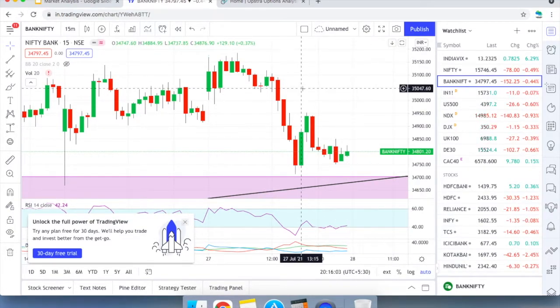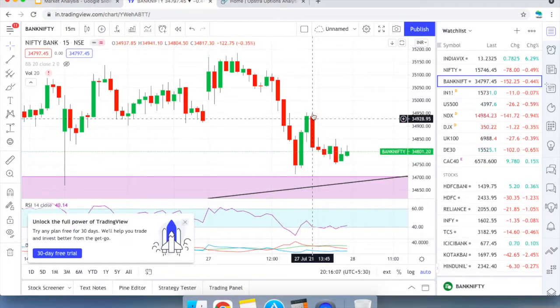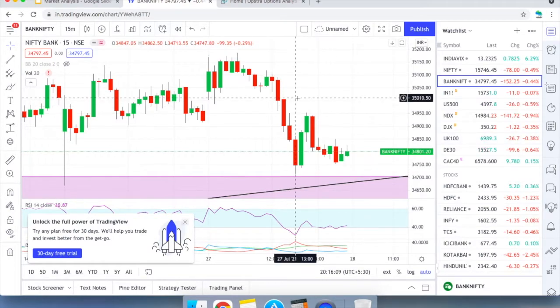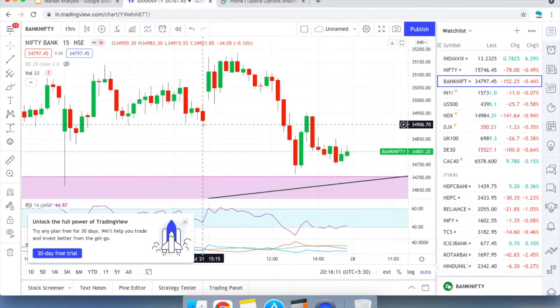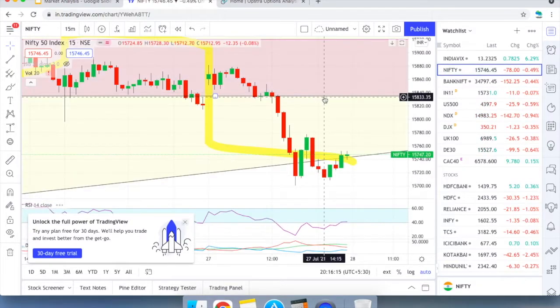It was a trending down move. There was an interim attempt in the afternoon to recover, but it again failed and went back. And in the morning it trapped the bulls by gapping up. The same thing happened in Nifty also.